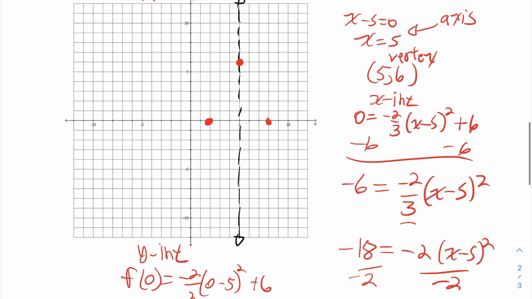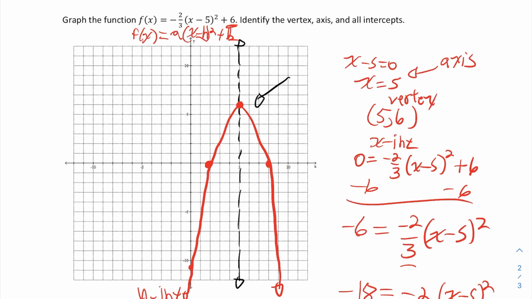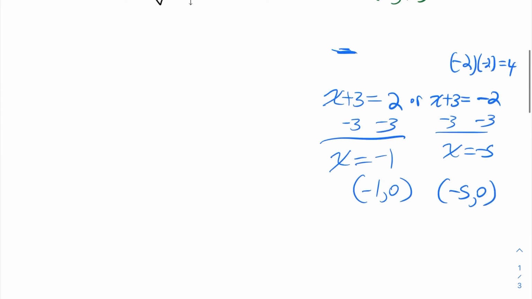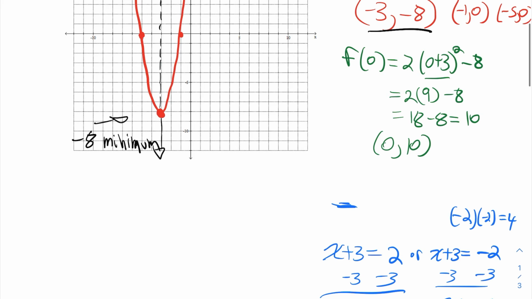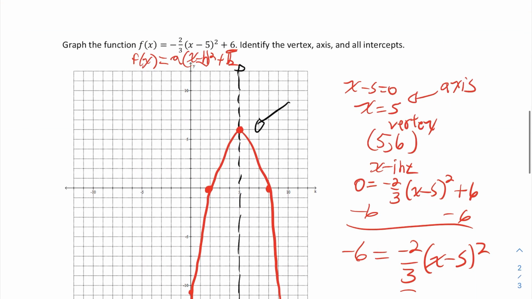So negative 10 and 2/3 is somewhere down in here. So we have our downward facing parabola. And it turns out that this value here is actually the maximum value. So just like this one, negative 8 was the minimum y value. In this case, positive 6 is the maximum y value. 6 is the maximum.